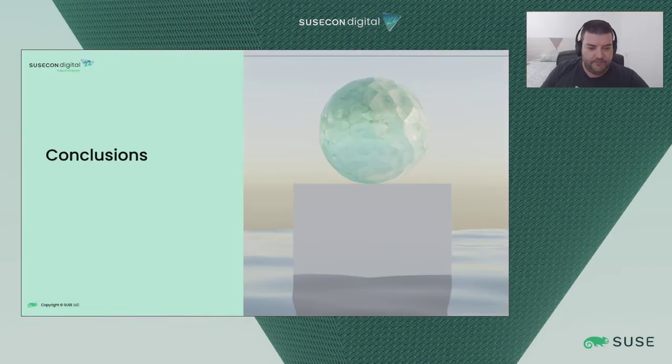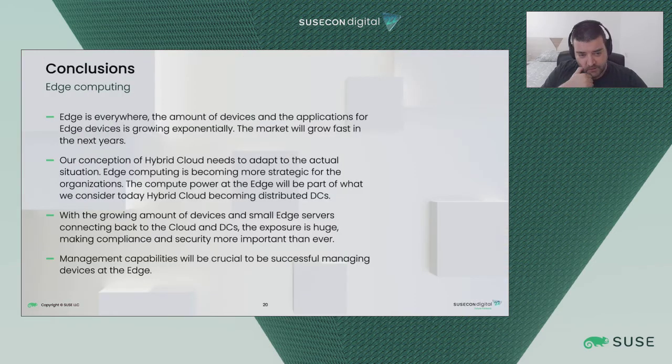Thank you, Juan. So now let's talk a little bit about conclusions. So basically, we said today like 1,000 times that edge is everywhere and is growing, and the amount of devices is growing, and that has implications. Our conception of hybrid cloud needs to adapt to this changing situation. So now edge computing is becoming strategic for the organizations, and the distributed compute at the edge will be part of our thesis. So it will be part of our hybrid clouds.